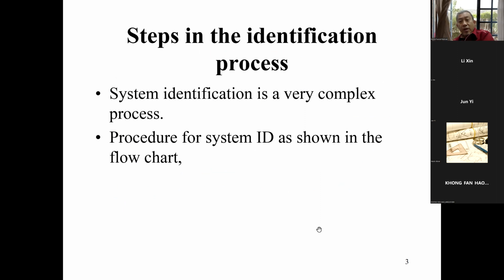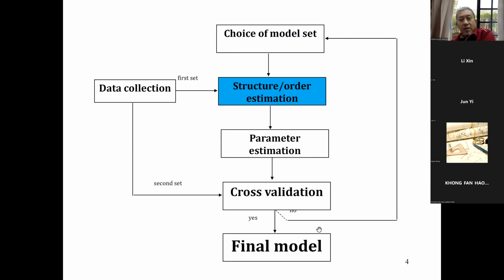So the system identification process is a very complex process, so we need a procedure in order to apply it. This is the standard procedure. You have to go one by one. You cannot get the final model unless you choose the correct model structure, then parameter estimation, validation, and so on.